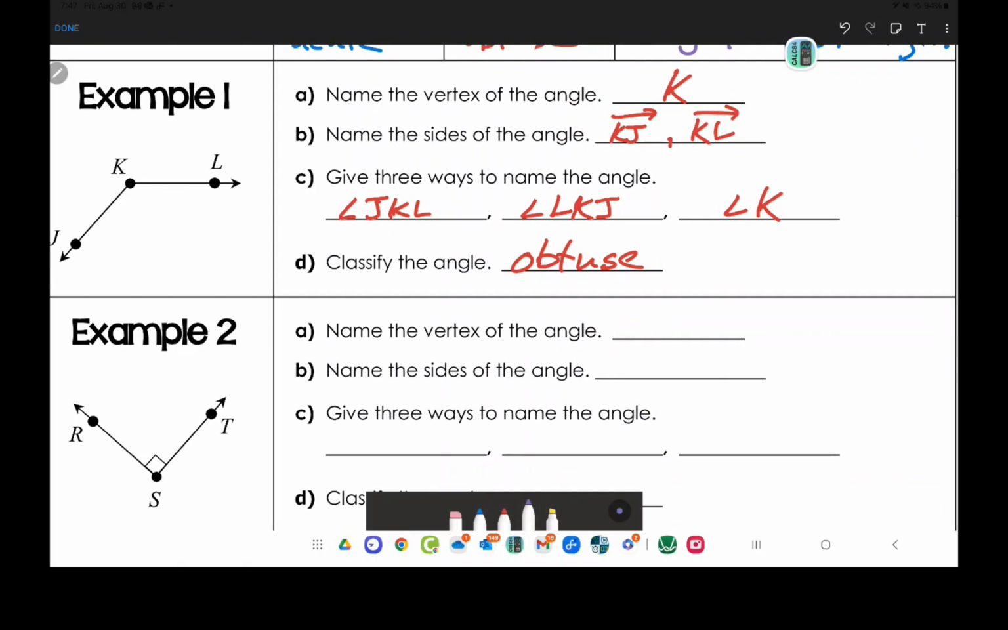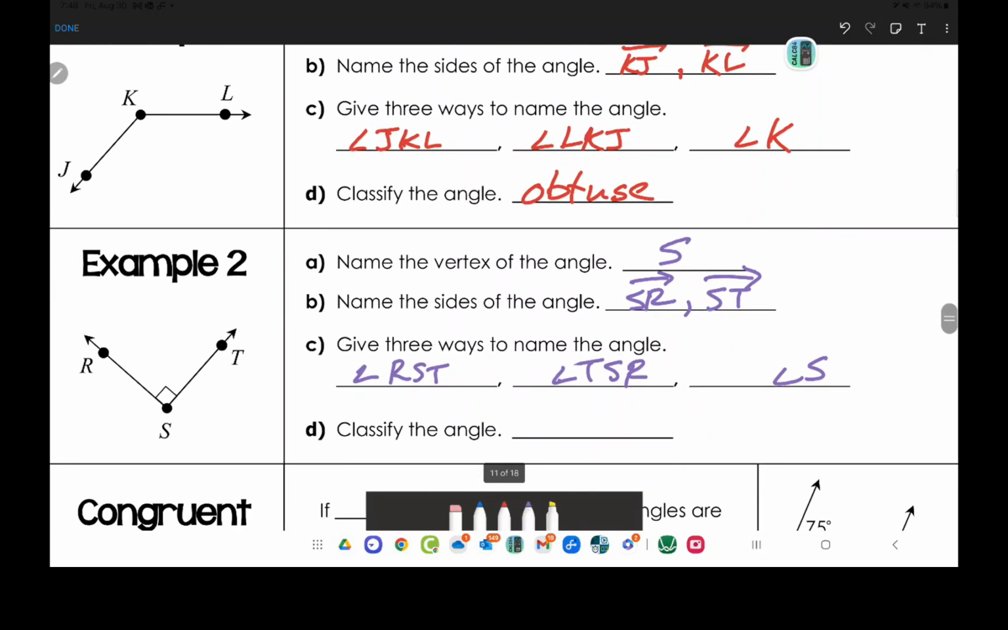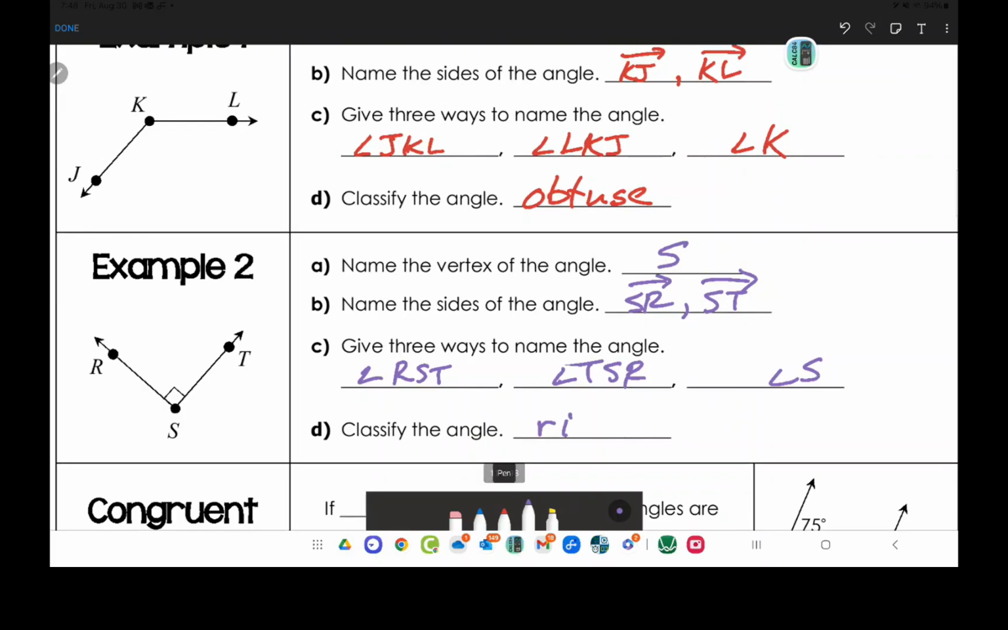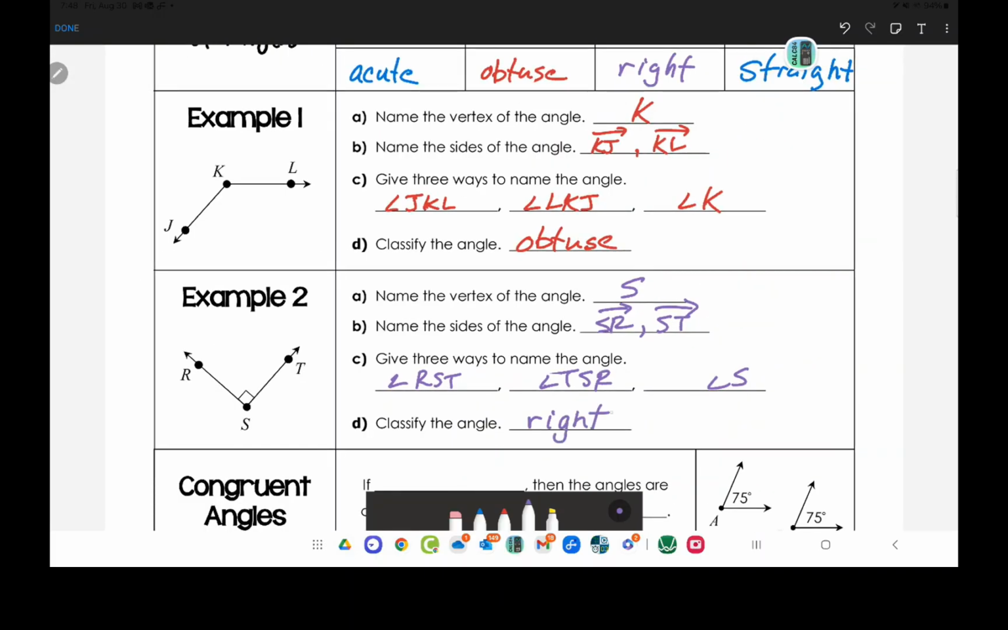Step 2, name the vertex, S. Name the sides, SR and ST. Three ways to name it, pretty much the same thing. Angle RST, angle TSR, and angle S. And this one is right.